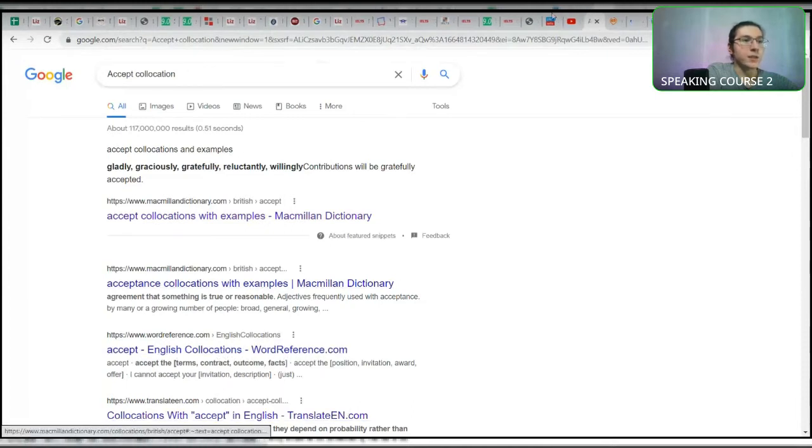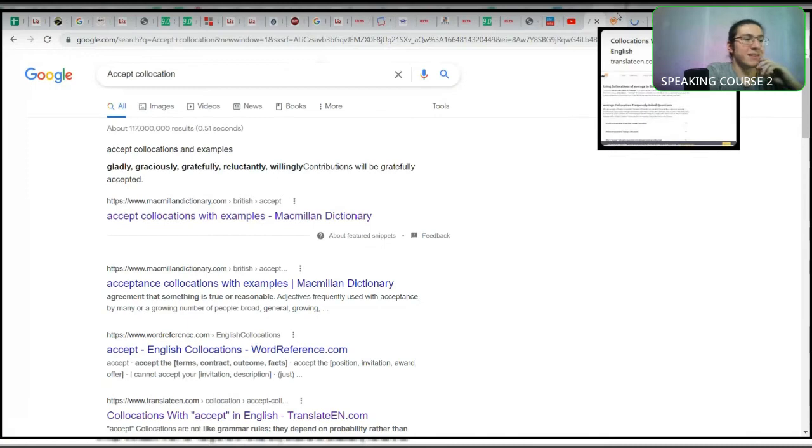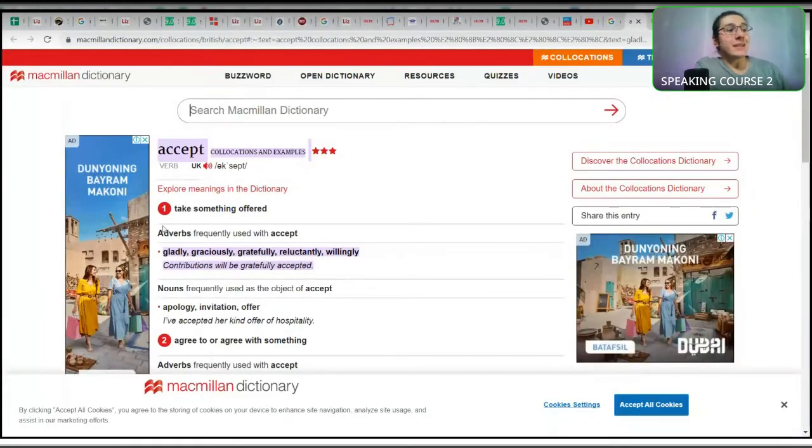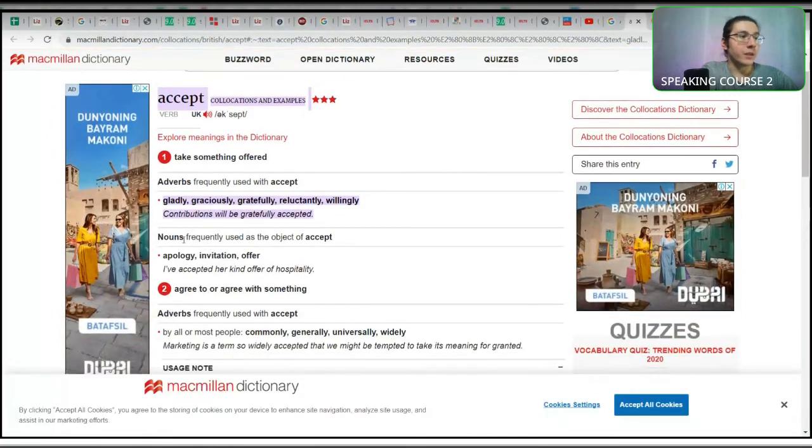Let's look at both Translateen and the Macmillan Dictionary. So accept means to take something that is given to you. So here's the definition, and here are some collocations. Gladly accept, graciously accept, reluctantly accept, or willingly accept. These are adverbs. Nouns frequently used as the object of accept: accept what? Accept an apology, accept an invitation, accept an offer.